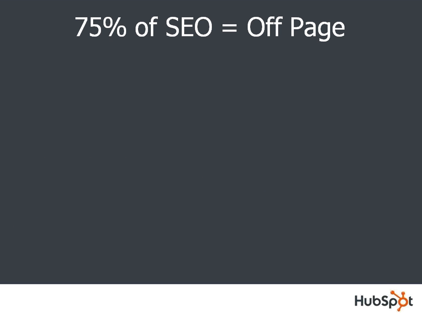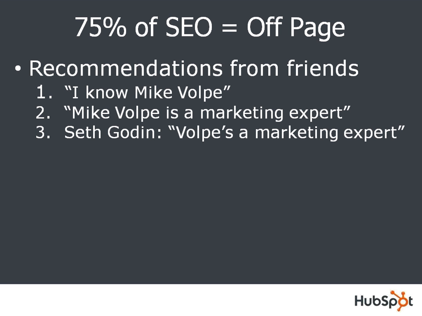All right. Again, remember, 75% of search engine optimization is this off-page factor. And most of the off-page factor is actually governed by links. So I want to talk about links and why they're important. The major thing about links is that they're really, really difficult to fake.